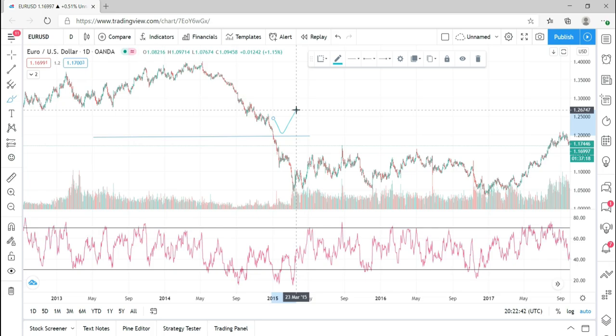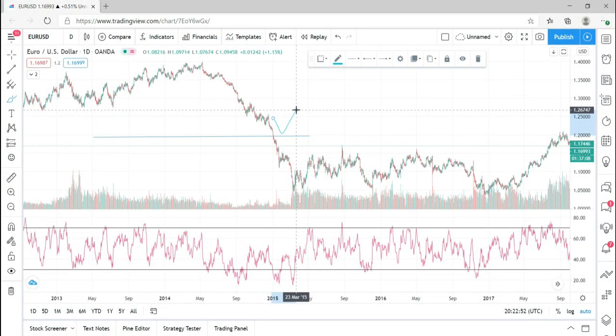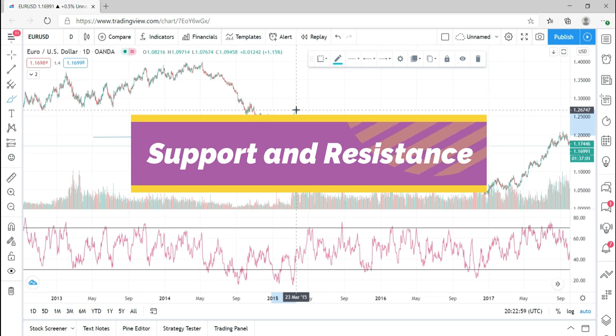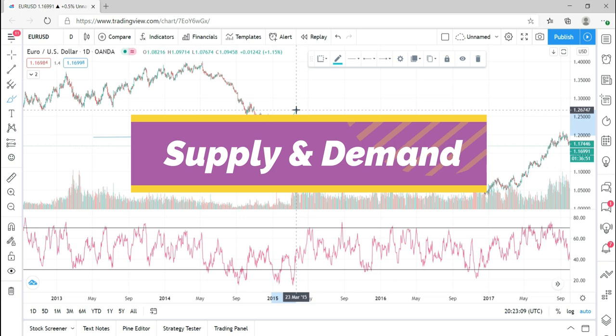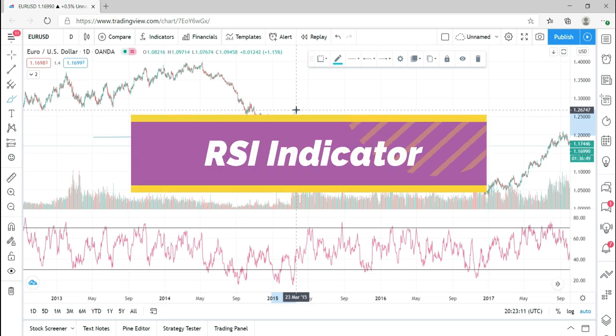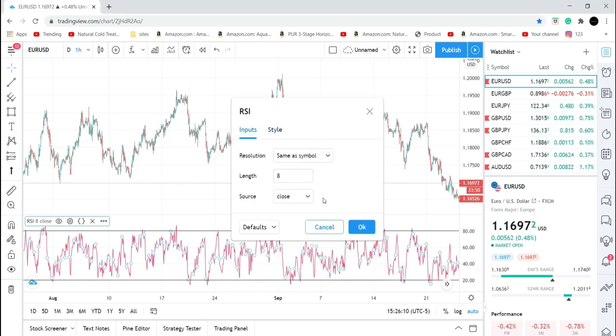It's almost like you trying to jump in front of a train. Do you want to jump in front of a moving train? No, okay? You want the train to stop moving. So we're going to use support and resistance, and then we're going to use another confirmation, which is supply and demand, and then we're going to use the RSI indicator. So let's talk about the settings that I use. I use 80 for the upper band and 20 for the lower band, and I use 8 for the length, okay?